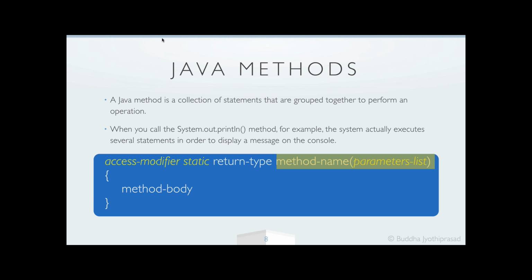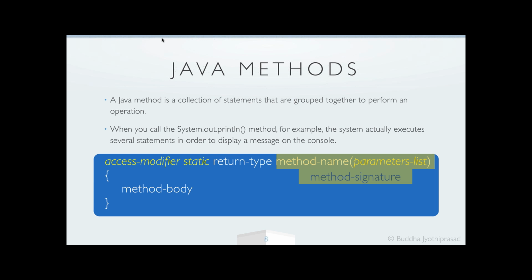Even System.out.println is also a method you are calling to print some message to the screen. Let's come to the syntax of it. There will be an access modifier, and there will be a keyword called static. Of course, static is not mandatory, so sometimes you give it, sometimes you don't. When you give it and when you don't, I'll tell you later.